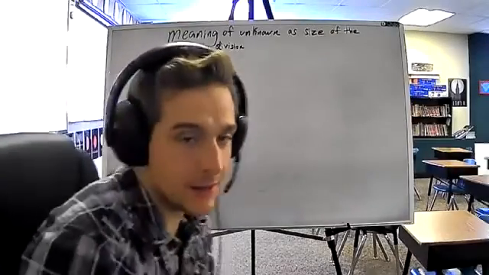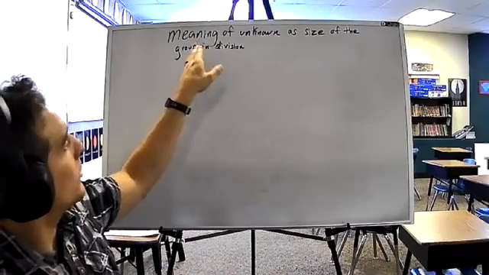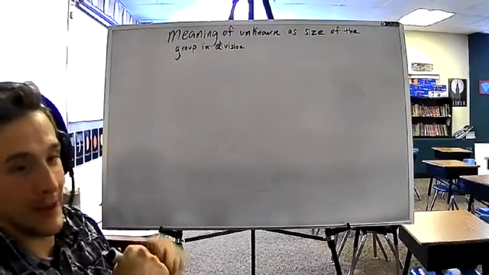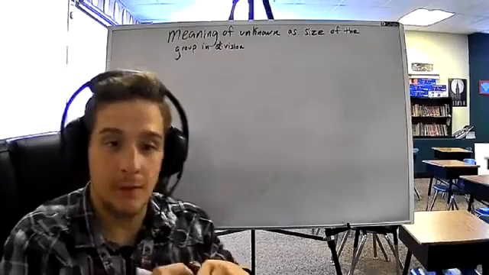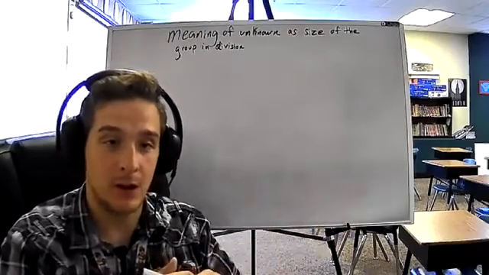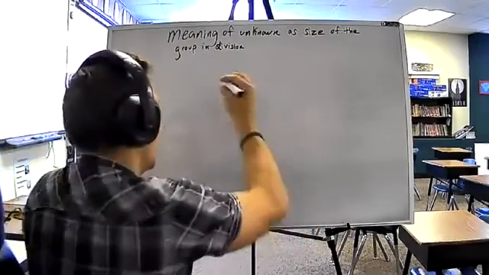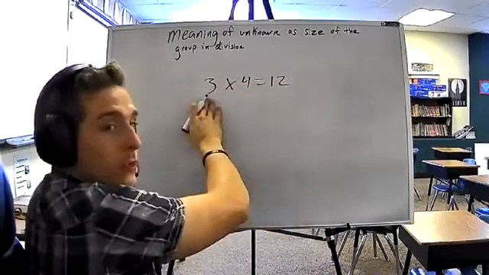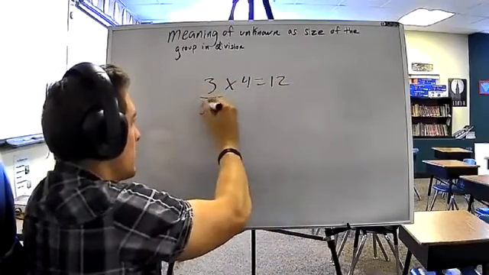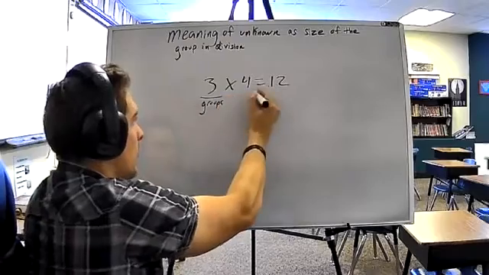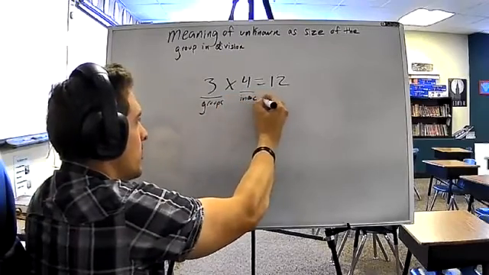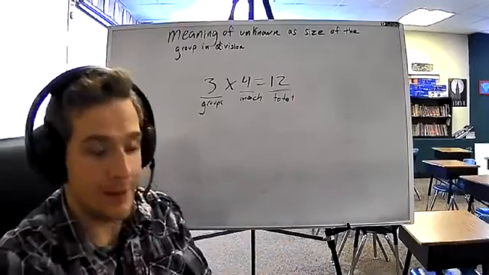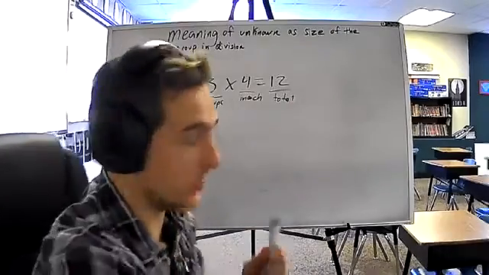So today's lesson is going to be focusing on understanding the meaning of an unknown as the size of the group in a division. Going off of previous lessons, we've talked about how in multiplication, like 3 times 4 equals 12, the 3 represents how many groups, the 4 represents how many are in each, and the 12 represents the total. So now we're going to be talking about the same idea, but in division.